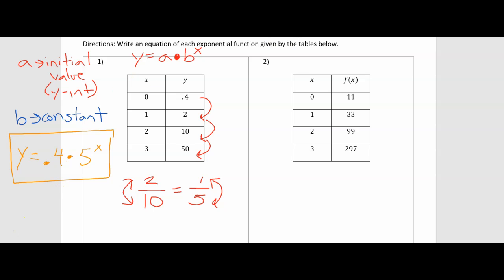So see if you can apply this process to number 2, both find the y-intercept as well as find the constant ratio. So pause the video and then come back and see if you get it right.